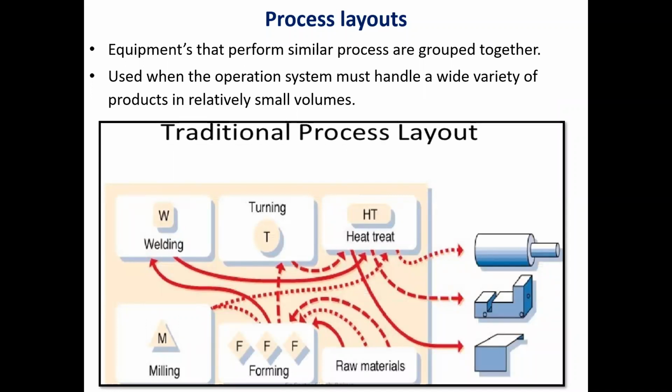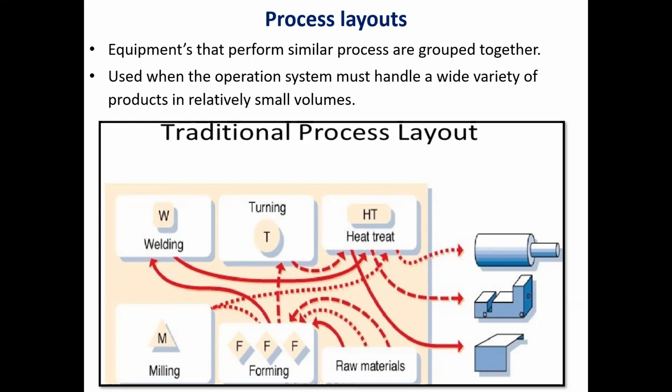Another is process layout. Equipment that performs a similar process is grouped together. Every machine has an objective to perform its particular operation. So that is process oriented, used when the operation system must handle a wide variety of products in relatively small volumes.